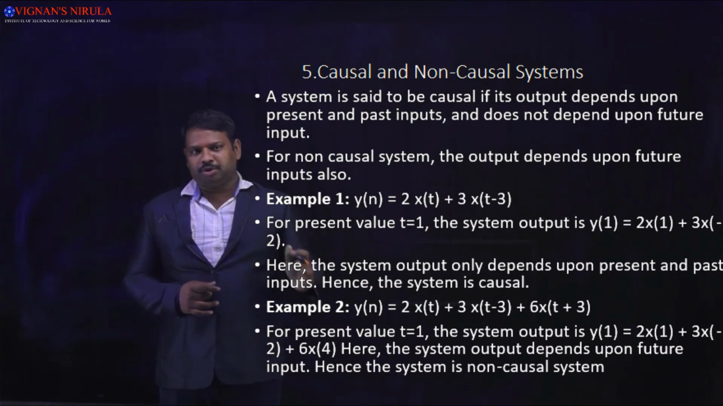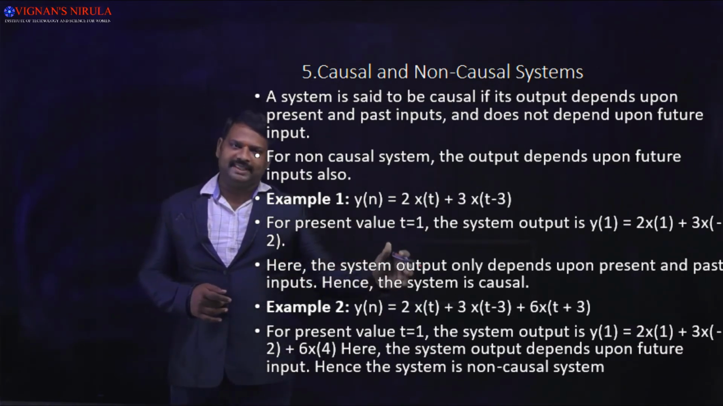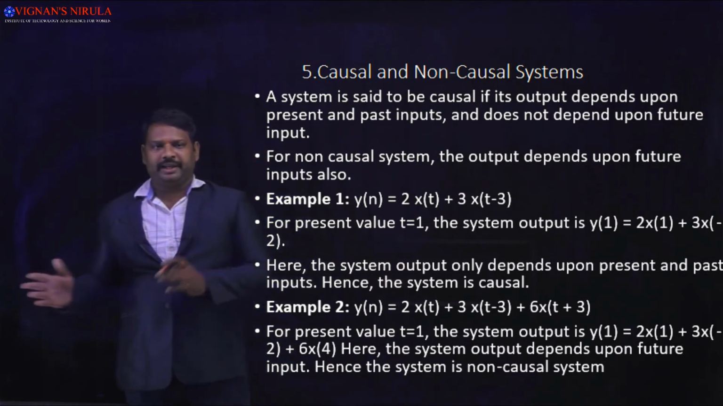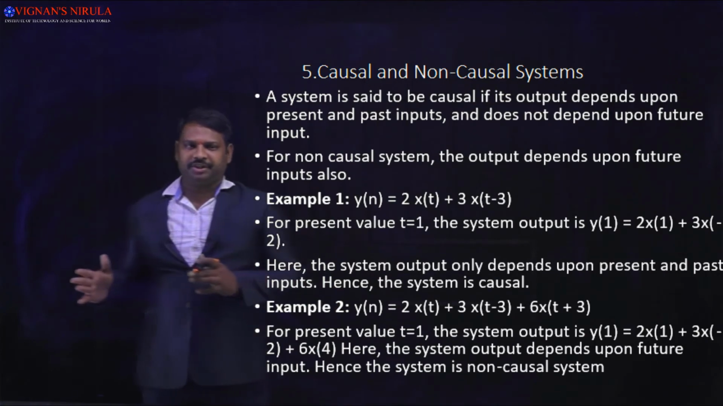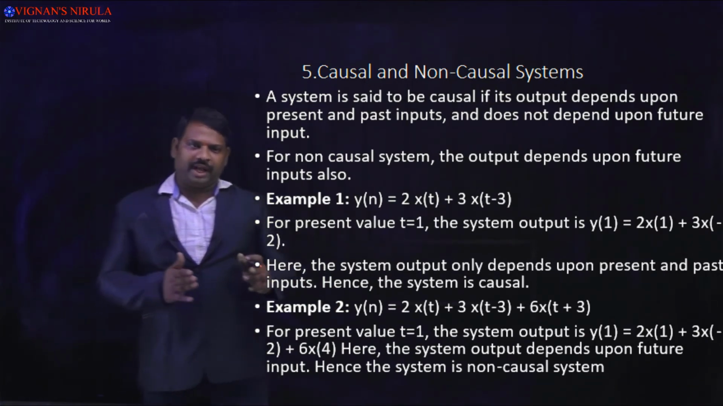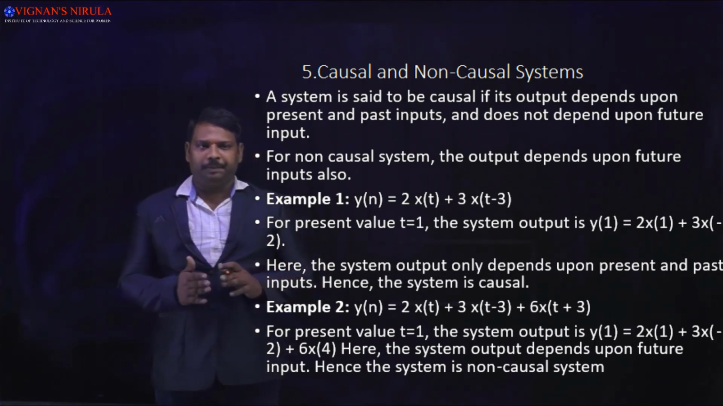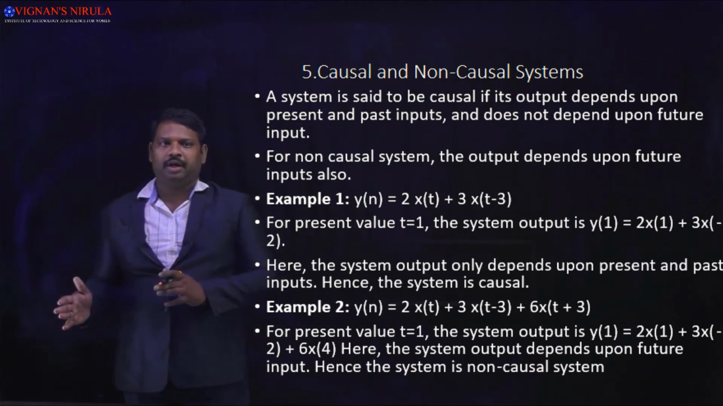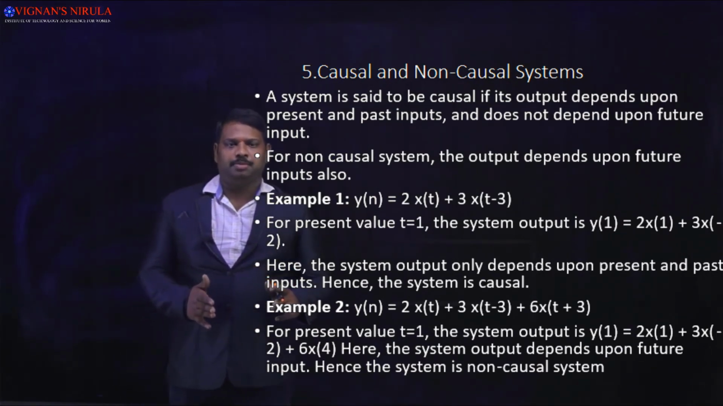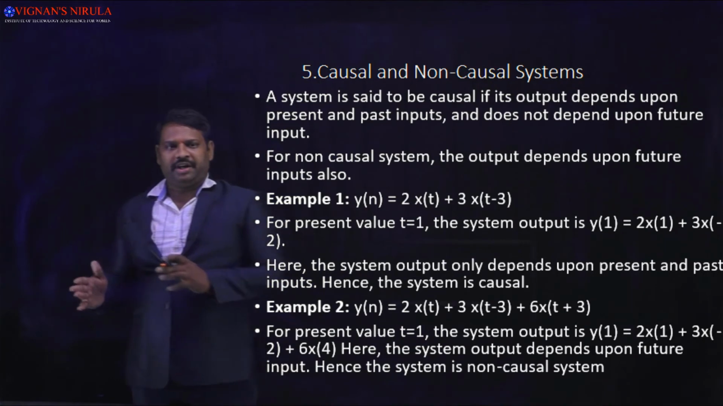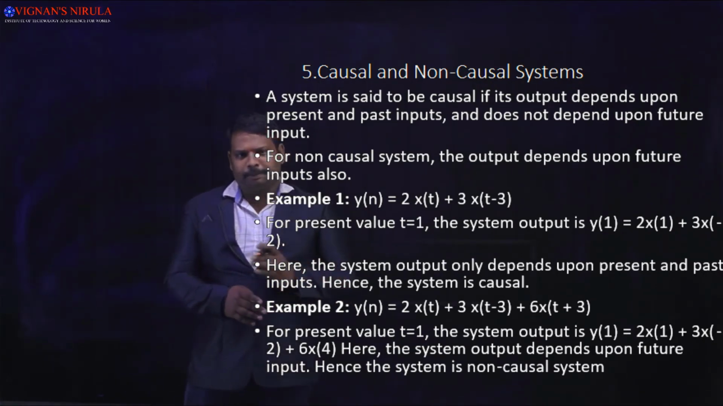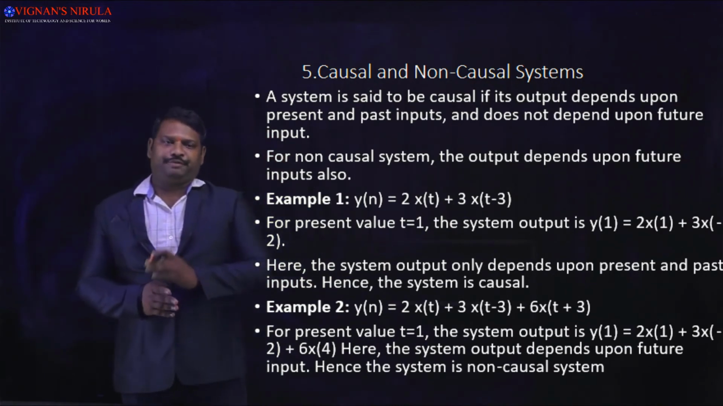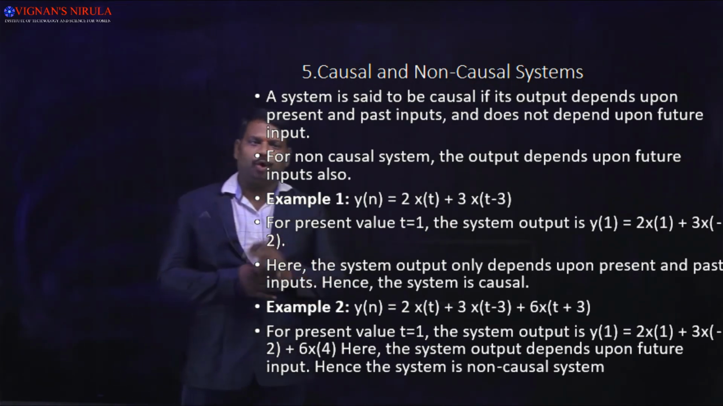Therefore, the output depends upon the present and past inputs, and the system is said to be called a causal system. Similarly, in the next example, when calculating the present value at t is equal to 1, for calculating y of 1, the output depends upon the present input x of 1, the past input x of minus 2, and the future input x of 4. Therefore, it depends upon the present, past and future values. Therefore, the system is said to be called a non-causal system.